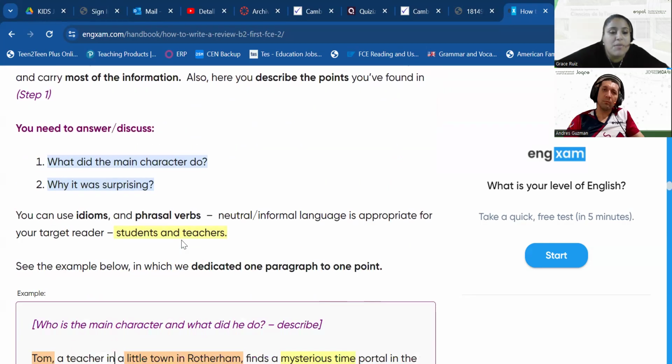Yeah. Now, how can you write your main content, your body paragraphs? Here we have an example. Remember that you need to describe and discuss. Yeah, here you already described.